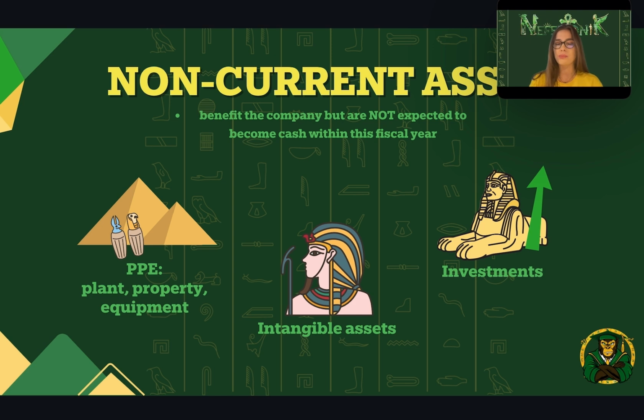you can find PPE, which is plant, property, and equipment. For example, let's say the land or the building that a company might own, it doesn't become cash in a year. Investments, not expected to be sold in a year. And intangible assets, which are things you can't touch. For example, patents, copyrights, brand name, logo. It will give you value over time, but not right now. So all of these are non-current assets.